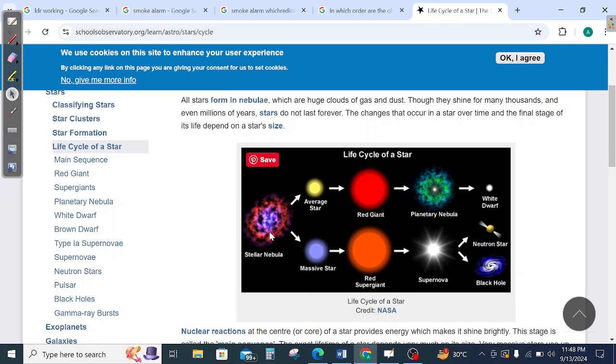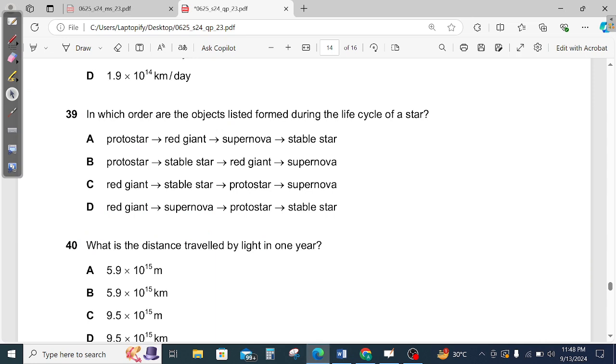First of all, the first stage of the star is the protostar, which is basically a very young star. Then it becomes a massive star, and it collects materials from the parent nebula. Then it moves towards red giant and supernova. After that it becomes a black hole or neutron star, depending upon the situation also. If it becomes an average star, then it goes to red giant, nebula and white dwarf. There are two different cycles, so you have to check the option which it has mentioned.